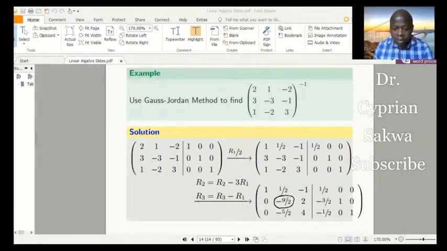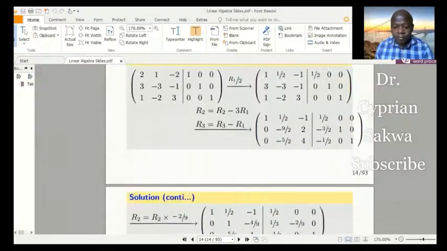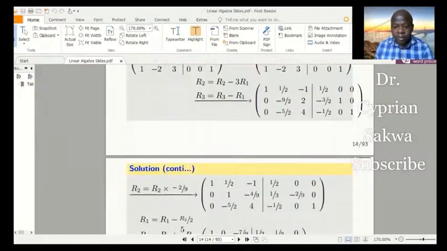Now the next thing is to create a 1 in this position. So how do you create a 1 in this position? By multiplying row 2 by negative 2 over 9. So you multiply the entire row by that, and that will give you 1 in that position. Because we want this 1, and then use it to create zeros in these other positions. So let's see what happened. Yes, so that's what I did.